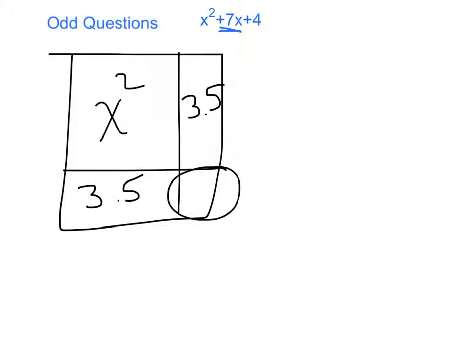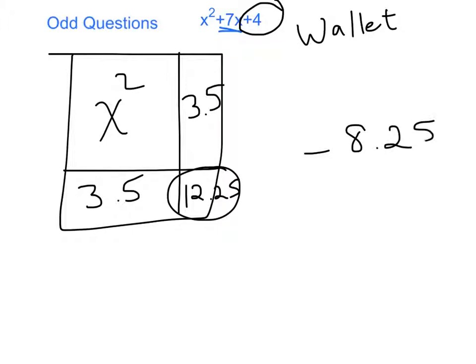How do we find the number we spent on our shopping trip? Well, that's easy. We multiply the two numbers together. In this case, 3.5 squared is 12.25. Then we ask ourselves, how much did we spend? We spent 12.25, and what do we have in our wallet? Too bad, $4. So we're short $8.25. So the answer to this question is x plus 3.5 squared minus 8.25.